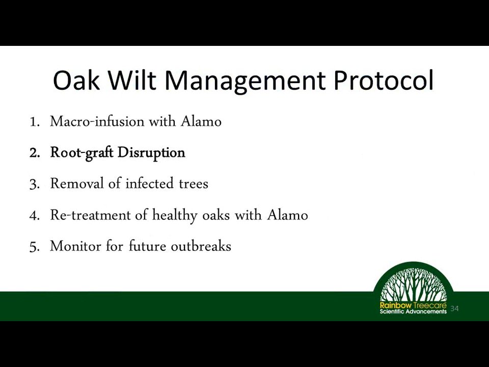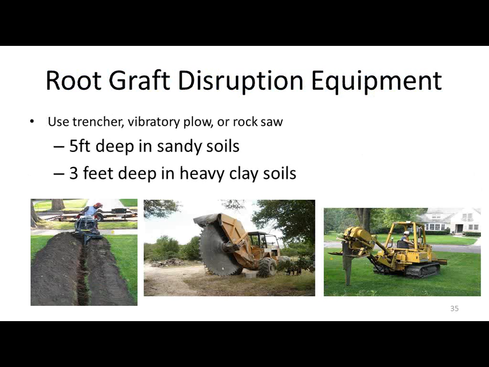So let's talk about root graft disruption now. Again, one of the 2 ways in which oak wilt spreads is via these underground root grafts, and so we need to recognize that when we're managing oak wilt. And there's a couple of different pieces of equipment that you can use to sever the root grafts between oak trees to minimize the risk of oak wilt spread.